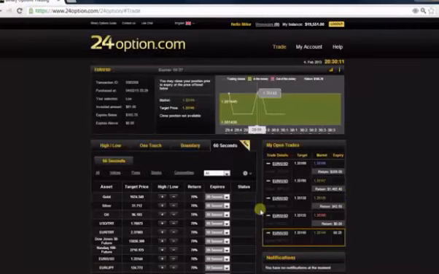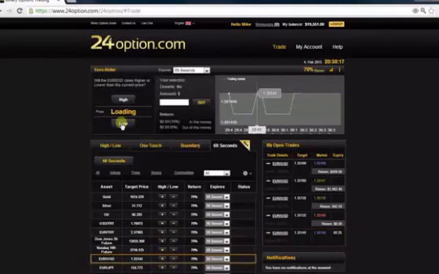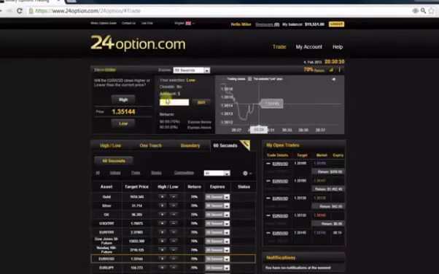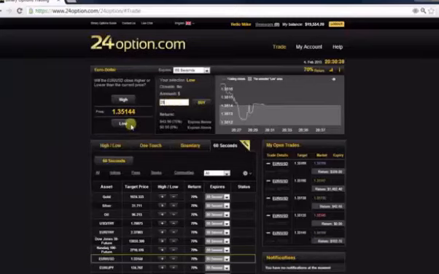So looks like this one's kind of hovering around. We're gonna want to go to the Euro/US dollar again, hit low. Go with $25 again. Now it may tie. Regardless, it looks like we're going to win this one. We're going to continue with $25.